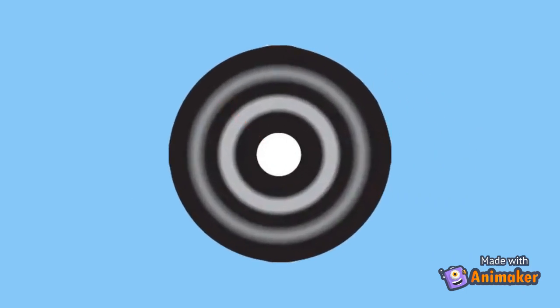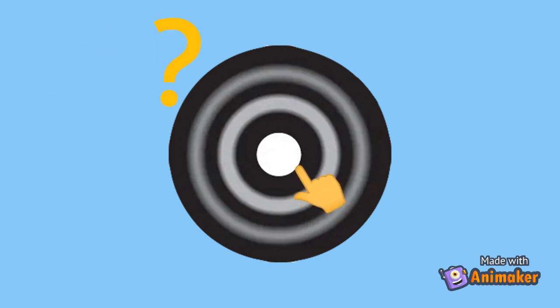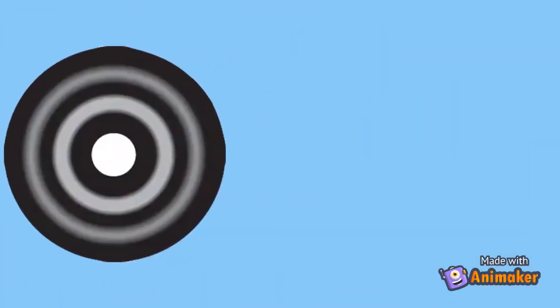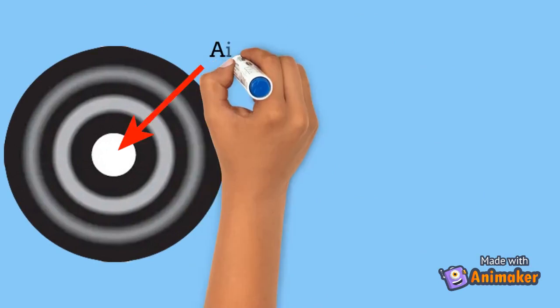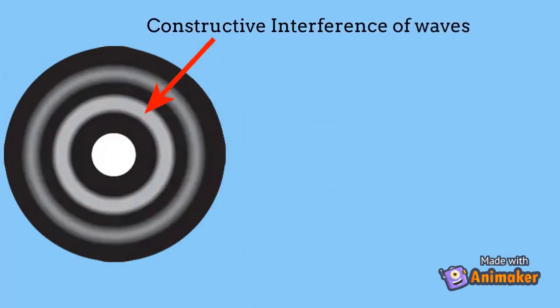Here's another question for you. Where do you think we can find the brightest spot? That's correct. The brightest spot is in the center where rays pass through the hole. Let's look closely at the circles created on the screen. The bright circle in the middle is called the airy disk. The next bright circle happens because of the constructive interference of waves.